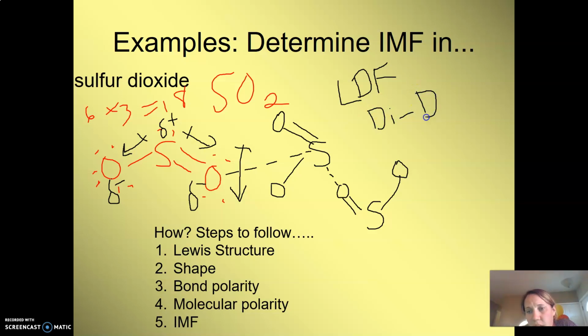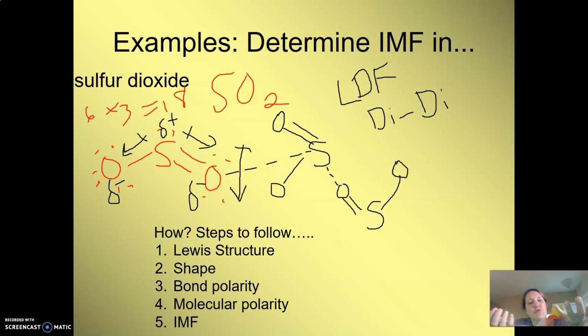Okay. The next option would be hydrogen bonding. We don't even have any hydrogens here, so we don't have to worry about that. And then we would have ion dipole bonding. That would mean it involves an ionic substance. So we'd have to have two substances. We would have to have an ionic substance and a polar covalent substance. So if I, for example, mix sulfur dioxide with NaCl, then I would have ion dipole forces.